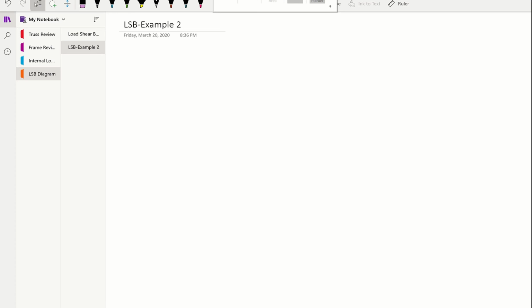Hi, in today's video we are going to review the concept of shear and bending moment diagrams by looking at another example. Not only will we review how this process goes, but I'm also introducing a new element through this example. So, example 2.